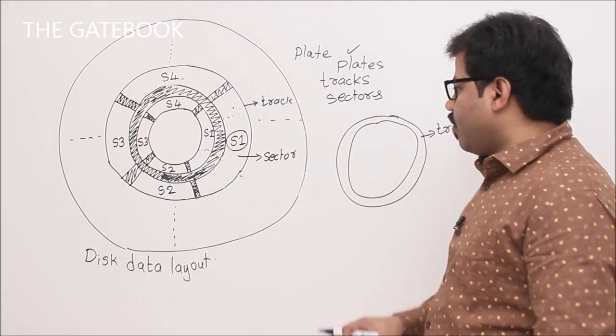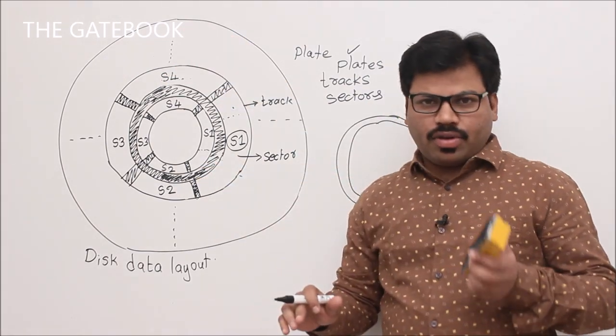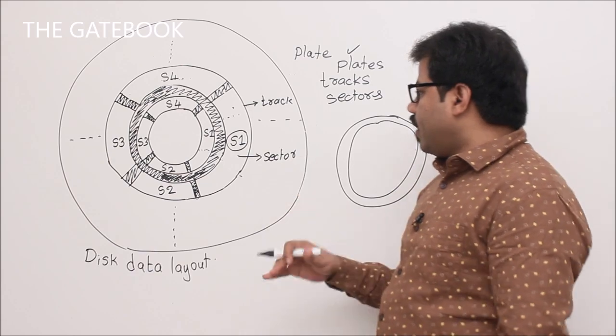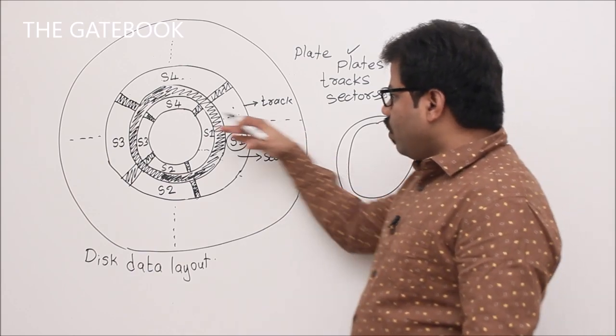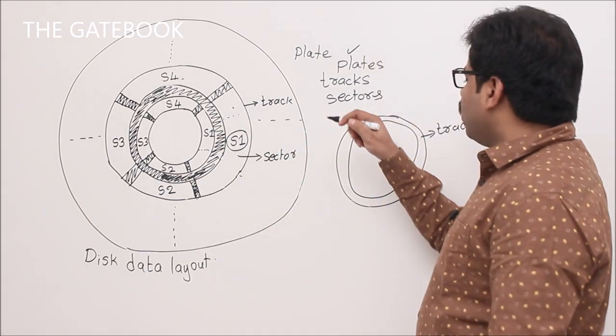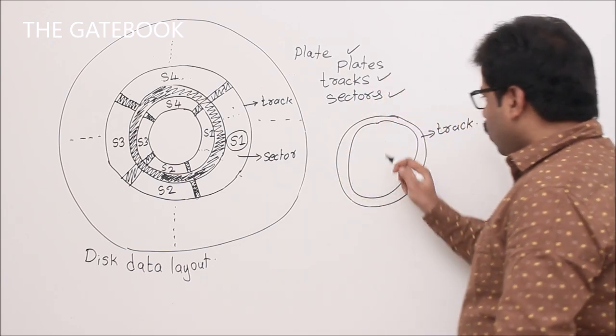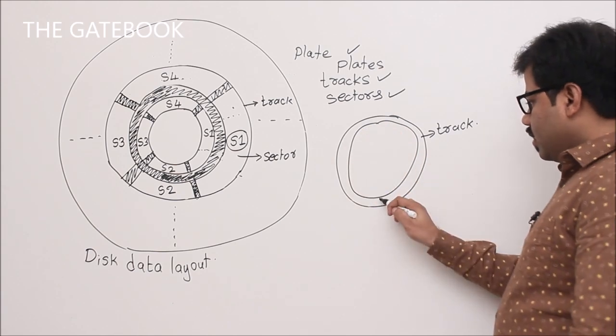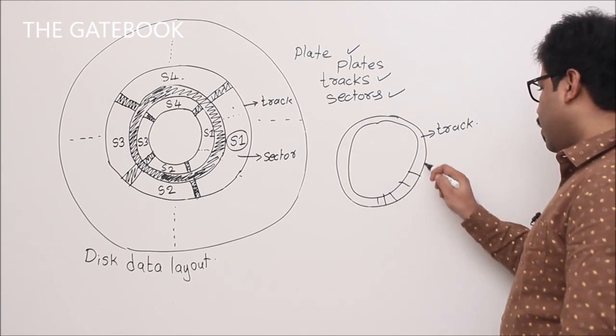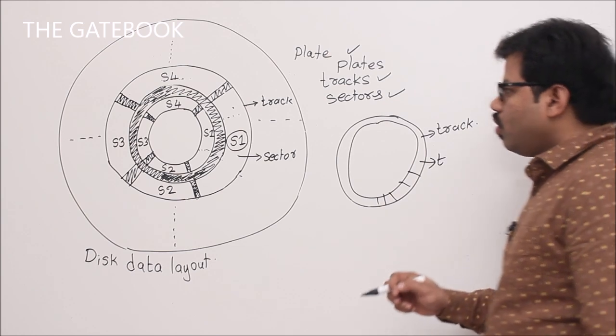This is called a plate. Your disk can have multiple plates. This is one of the plates. So your plate is divided like this. One is track. We will be studying what is track and what is sector. In a plate, you can see this kind of circles. Each circle is called a track. This is a track where you are going to store data.